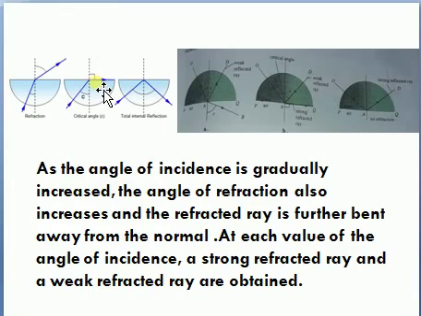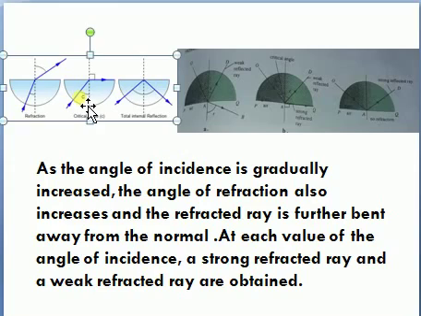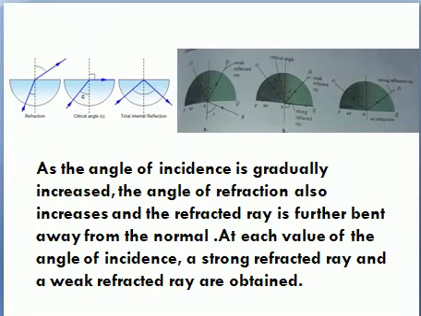Now the angle of incidence in the more dense medium, whereby the angle of refraction in the less dense medium is 90 degrees, that angle of incidence, we call it the critical angle. That's why we label it here C. Now let's see the next diagram, which is similar to the one I just explained.